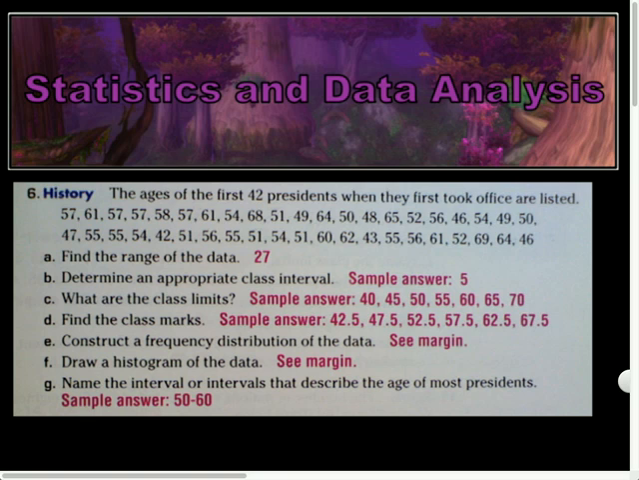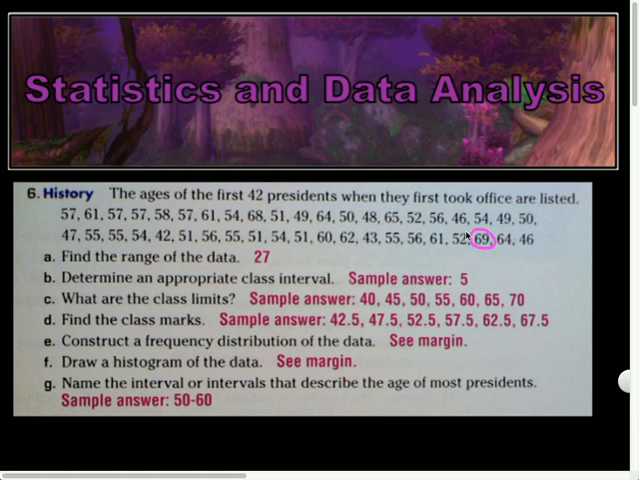Last night's homework. Problem 6, and it says the ages of the first 42 presidents at the time when they first took office are listed. So, blam, there's 42 numbers. It says find the range of the data. Range, by the way, is the highest number minus the lowest number.